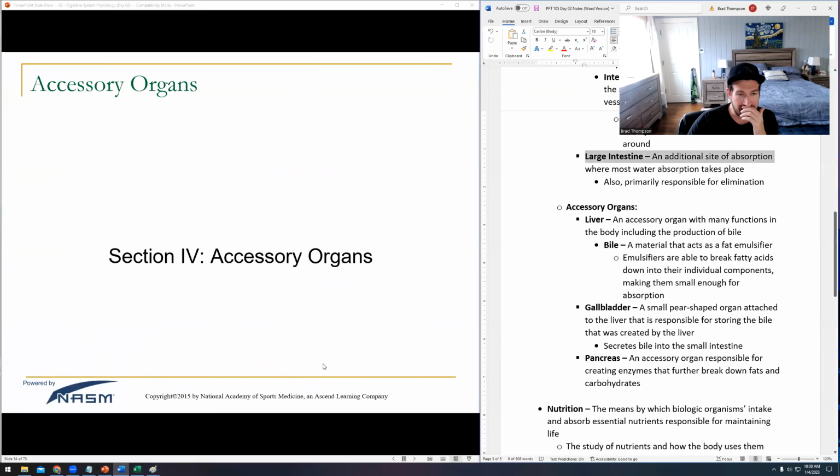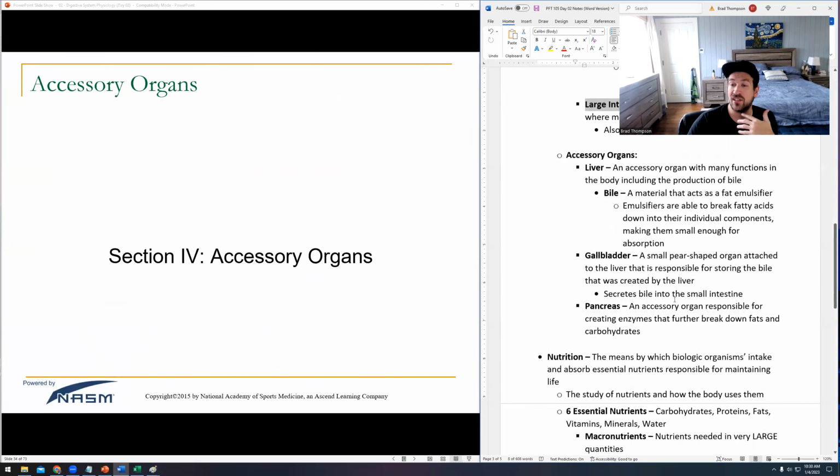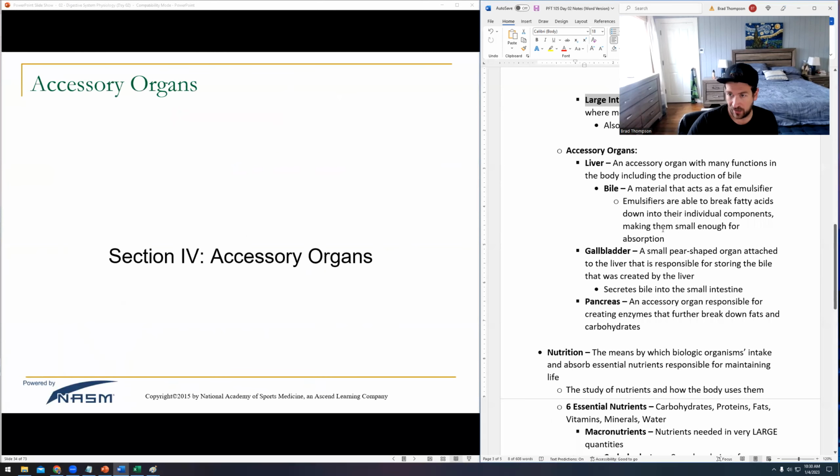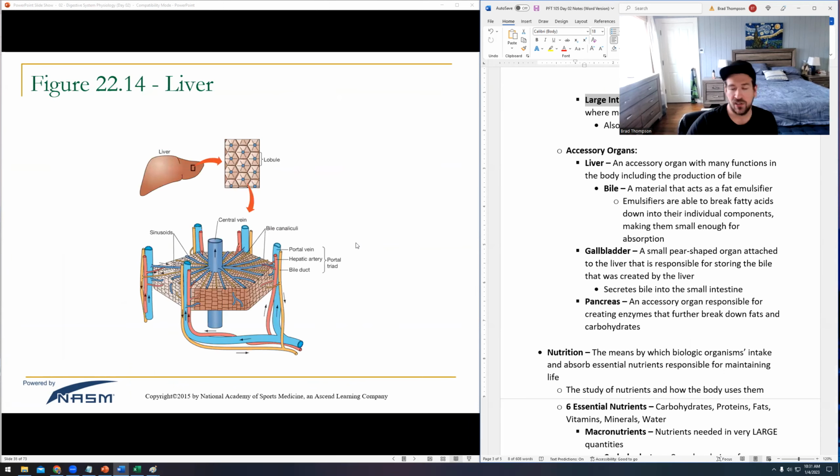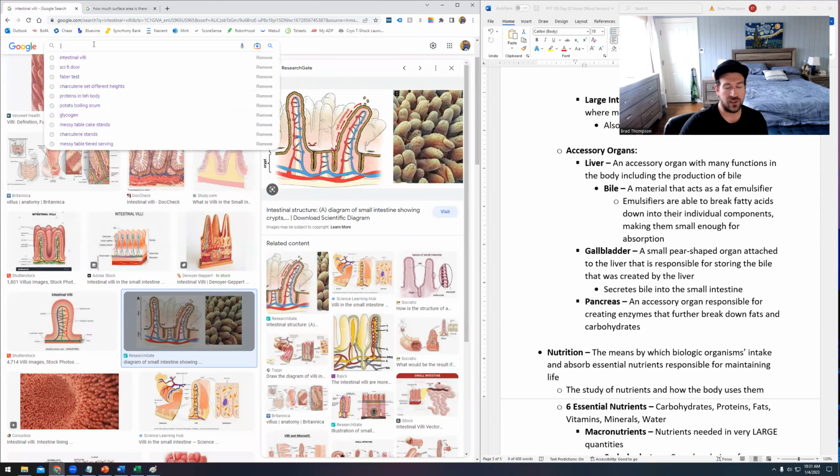So that is the digestive tract in a nutshell. Last thing we've got to talk about is we've got to circle back to our small intestine real quick. I mentioned breaking down fats, right? Fats are actually really easy to break down. But they do need a material in order for that to happen. So we've got some accessory organs that are attached to your digestive system.